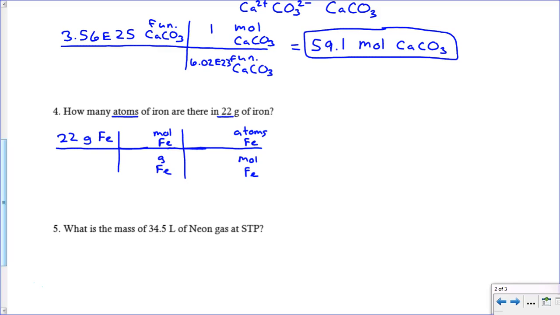Conversion factors, grams to moles. You're looking at the molar mass from the periodic table. For iron, it's just an individual element, so its mass comes right off the periodic table. It's 55.85. Going from moles to atoms, we use that 6.02 times 10 to the 23rd as our conversion factor. There are 6.02 times 10 to the 23rd atoms in 1 mole.